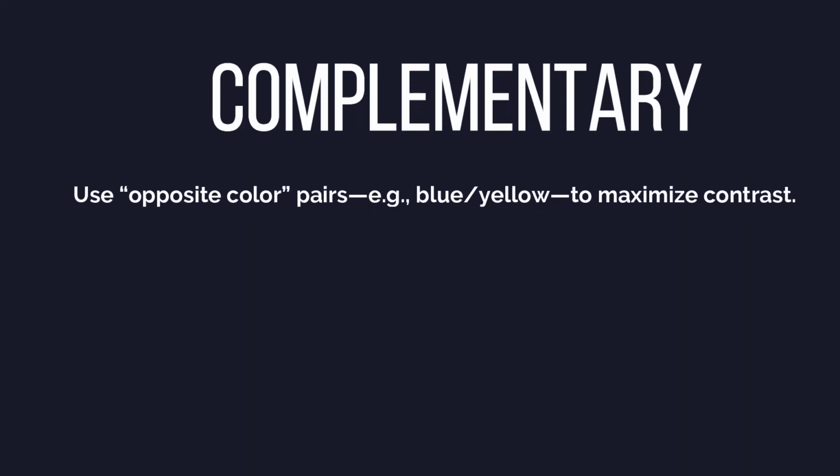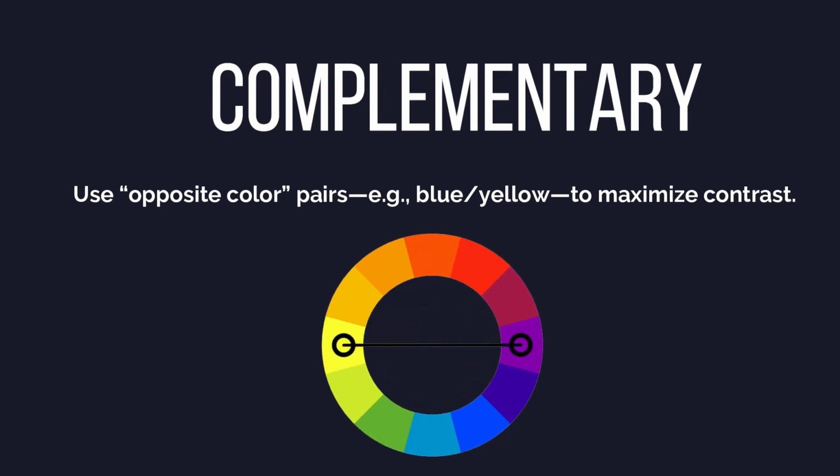The number 3 is the complementary color. The complementary color is when you use opposite color pairs to form an element. So you'll be seeing the details on the video. What I mean, you'll be seeing it.